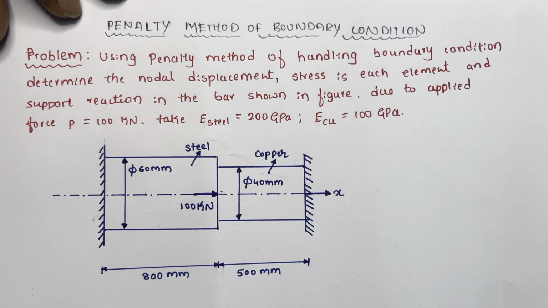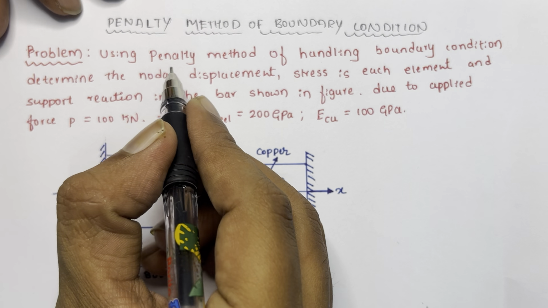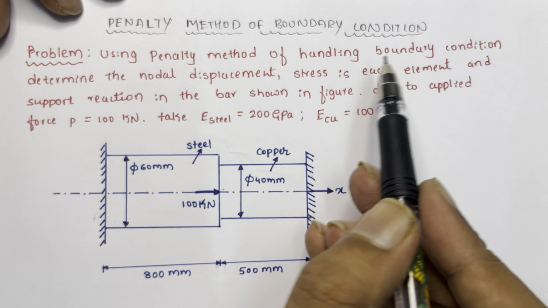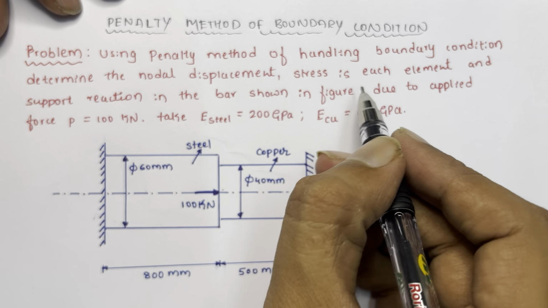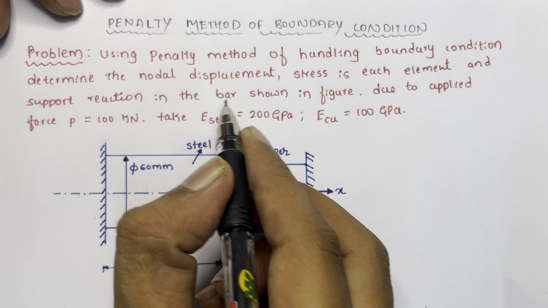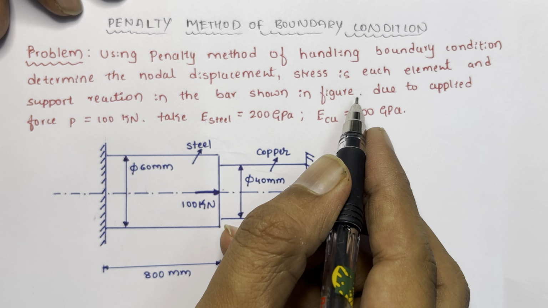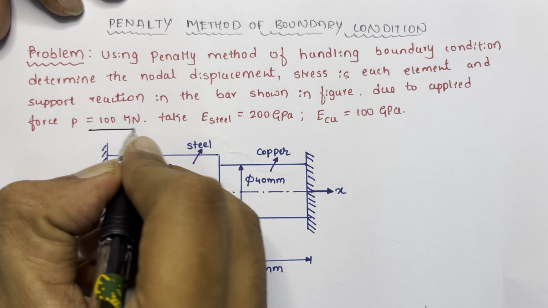Hello students, today we are going to discuss one more problem that is based on the penalty method of boundary condition. Okay, here we have the problem. Using the penalty method of handling boundary condition, determine the nodal displacement, stress in each element and support reaction in the bar shown in the figure, due to applied force P equal to 100 kilonewton.